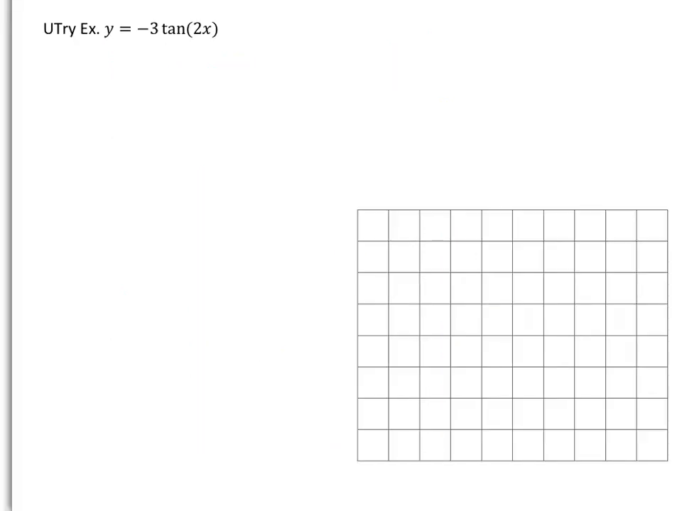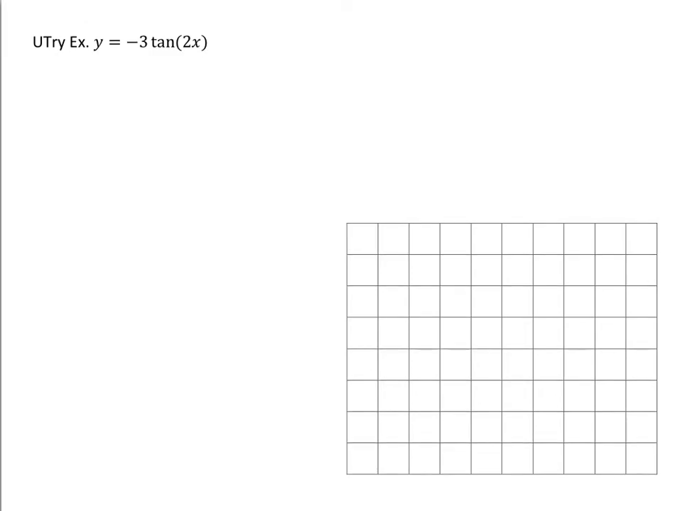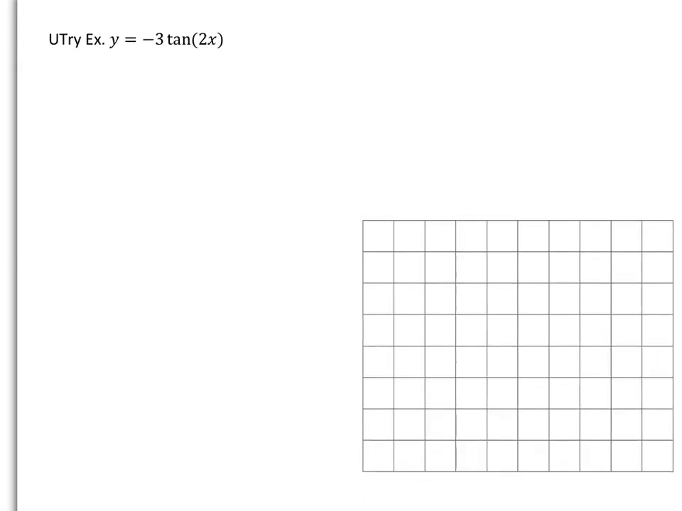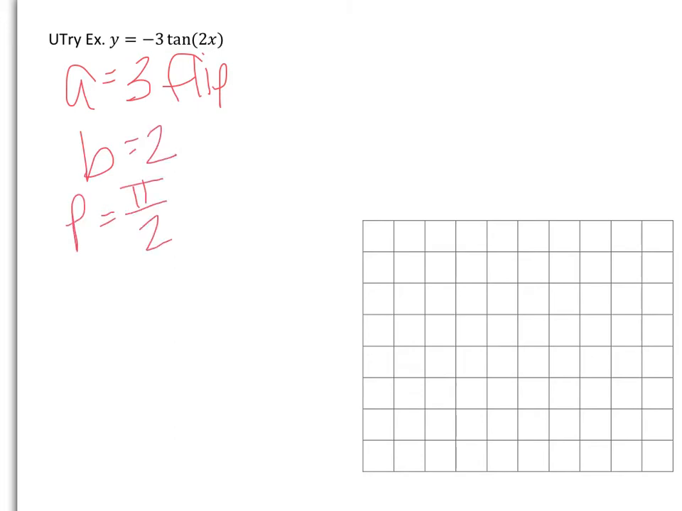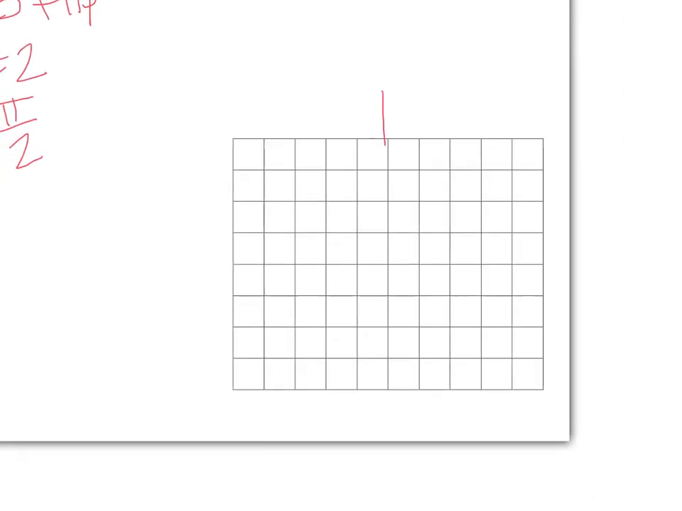Okay, see if you can't figure this one out on your own before listening to me. My amplitude is 3, but it is flipped over. B is 2, so period is pi over 2. Now if I go to my graph, I'm going to center up x and y axis. Tangent starts at 0, 0.